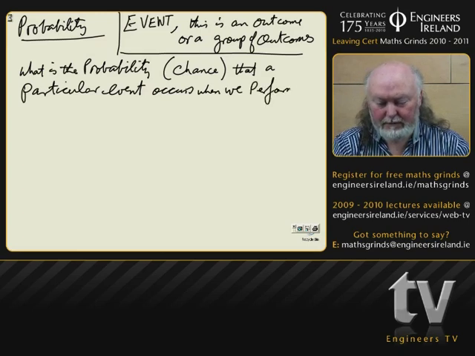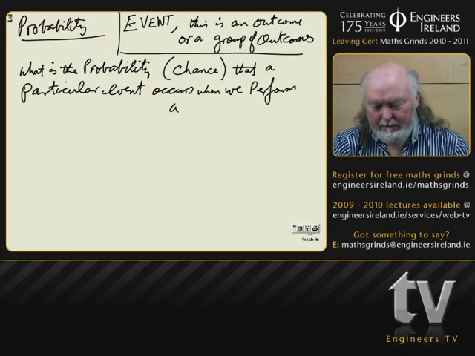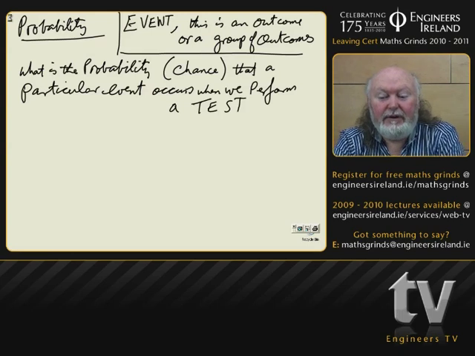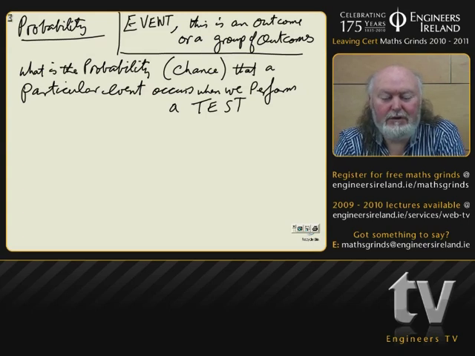When we perform a test, we have an event, which is an outcome or a group of outcomes. And we're wondering what's the probability or the chance that a particular event occurs when we perform a test.